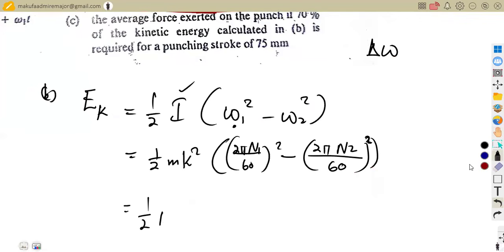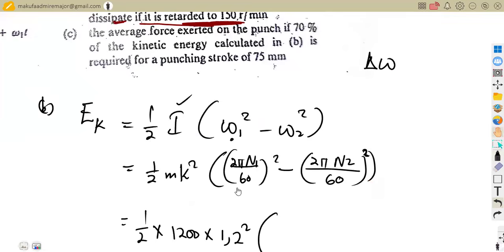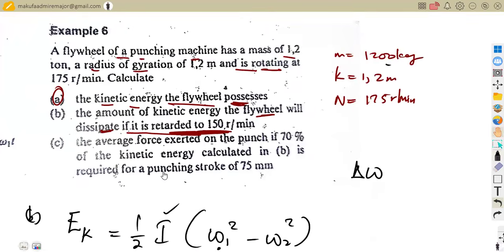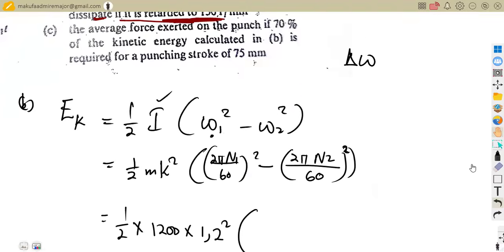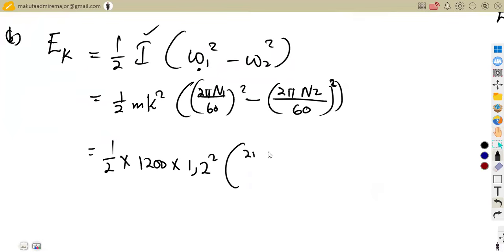So it's going to be half of the mass. We have the mass, remember, it was 1,200 kilograms. And the radius of gyration is given as 1.2. So that was going to be 1.2 squared, into now, remember the speeds that we have. There's a retardation from this one to this. So this is our 2, this is our 1, 175. So it's going to be 175 there. So it's going to be 2 pi times 175 over 60. Minus, you do the same thing.